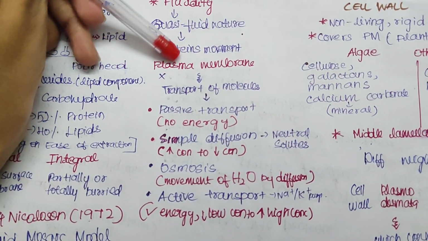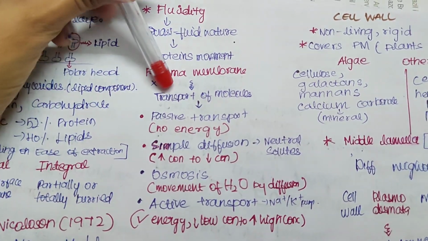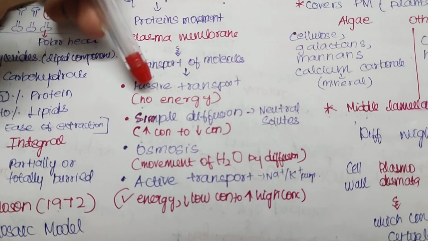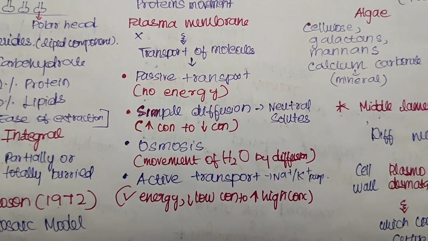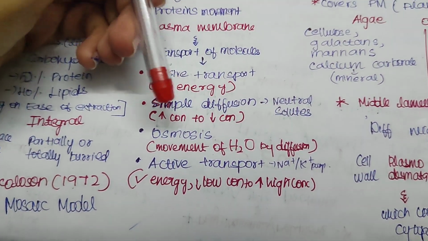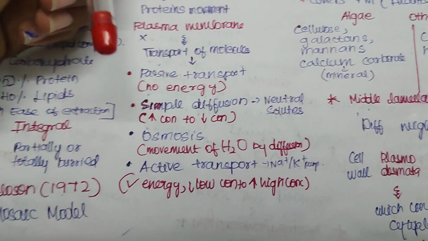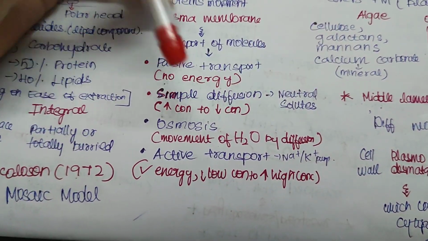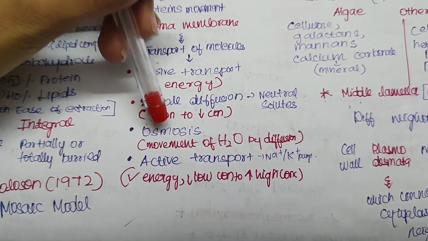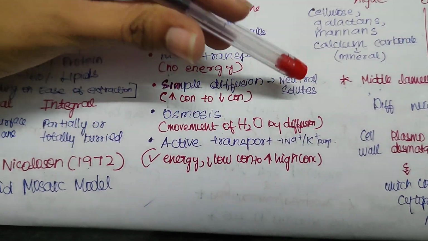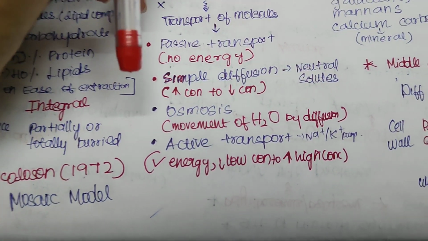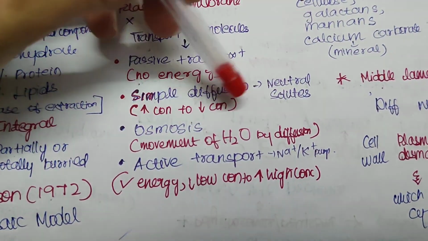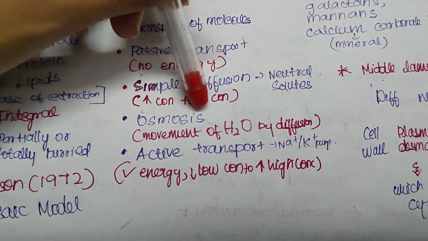And one of the most important functions of the plasma membrane is the transport of molecules. This transport of molecules can be done in different ways, either passive transport, in which no energy is needed. It will be simply transported from one place to another. Okay, and we have simple diffusion. This is done for neutral solutes. Simple diffusion is when it is moving from higher concentration to lower concentration. It is easy, so no energy is required, and it is called simple diffusion. So the same when water is moved from higher concentration to lower concentration. Okay, whenever the molecules are moved from higher concentration to lower concentration, it is called simple diffusion. But if water is moved, it is called osmosis. Okay, movement of H2O by diffusion is called osmosis.